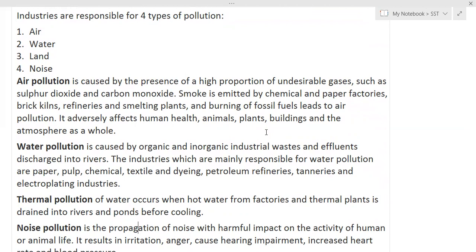So, air pollution is caused mainly by chemical industries, refineries, and mineral industries. Due to this, it affects human health, animals, plants, buildings, and the atmosphere as a whole. So this affects even us.